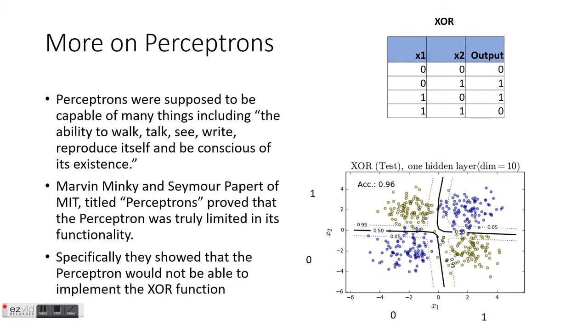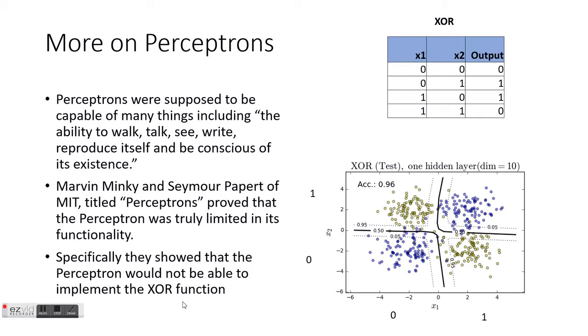So in the late 1950s, perceptrons were a big breakthrough and were supposed to be capable of many things, including the ability to walk, talk, see, write, and also reproduce itself. However, Marvin Minsky and Seymour Papert of MIT came up with a paper called Perceptrons and proved that the perceptron was truly limited in its functionality. Specifically, they showed that while the perceptron was able to classify linearly separable data sets, it was not able to classify a data set like, for example, the XOR function.